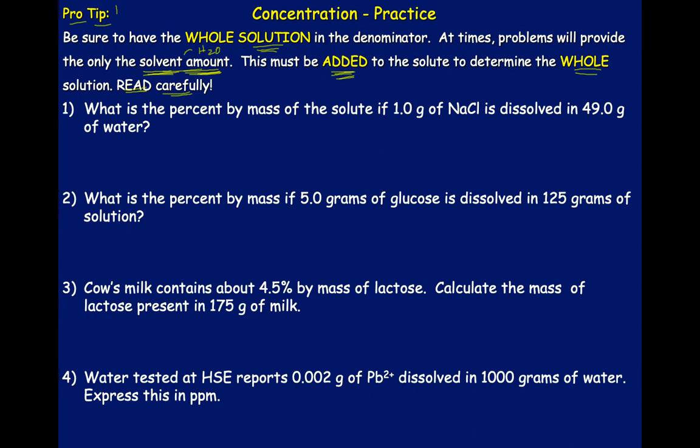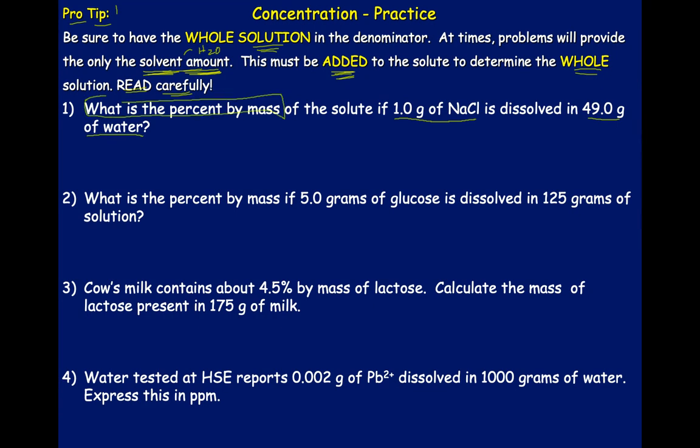Okay, so here are 4 examples. We're going to run through them really quickly together. Have your calculator handy. If you need to pause it and get your calculator, do that. Again, play along with me here. If you just roll over and watch this and do not calculate along with me, it's the work and the practice that gets the best results. All right, so what is the percent by mass of a solute if they're giving you 1 gram of NaCl and 49 grams of water? Okay, and they're looking for the percent by mass.